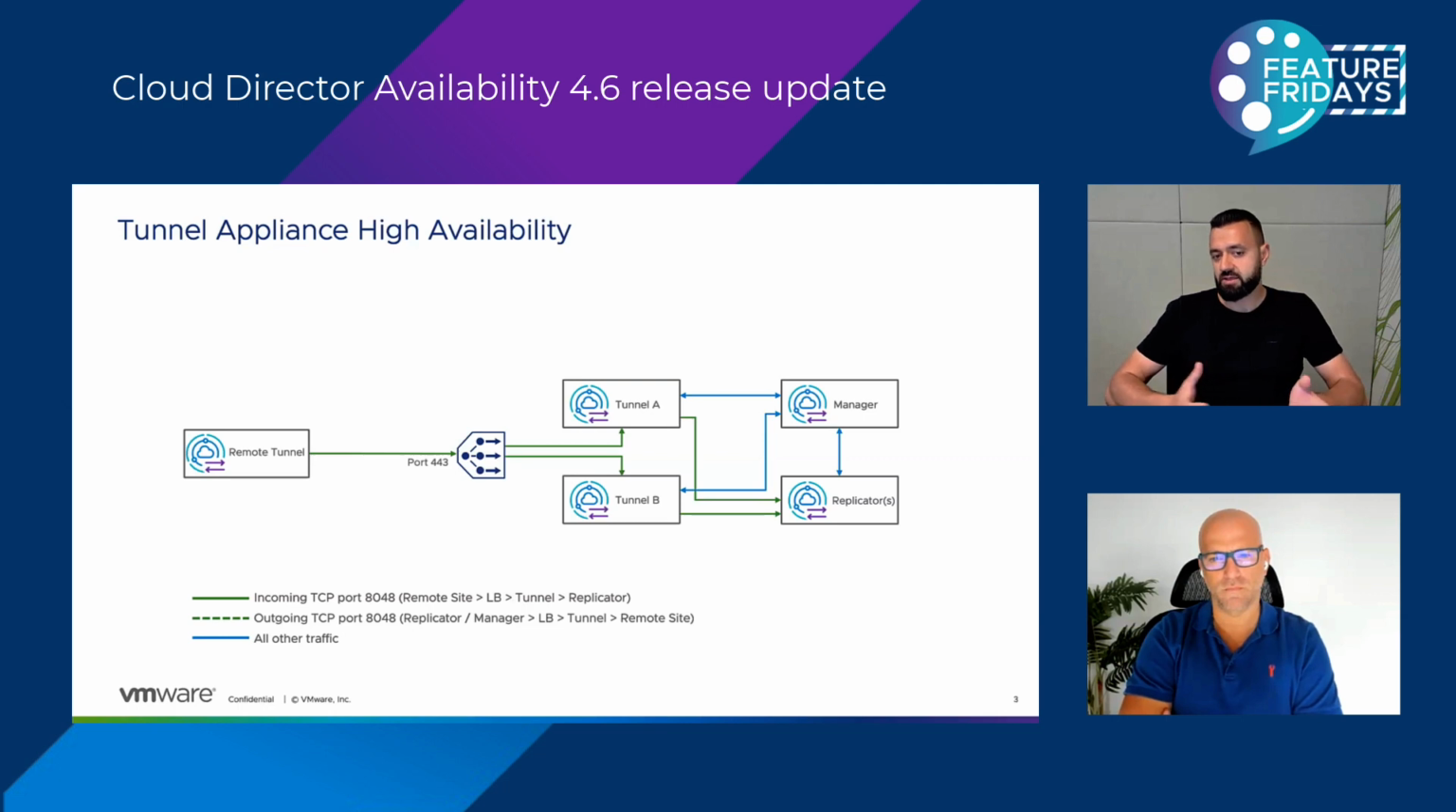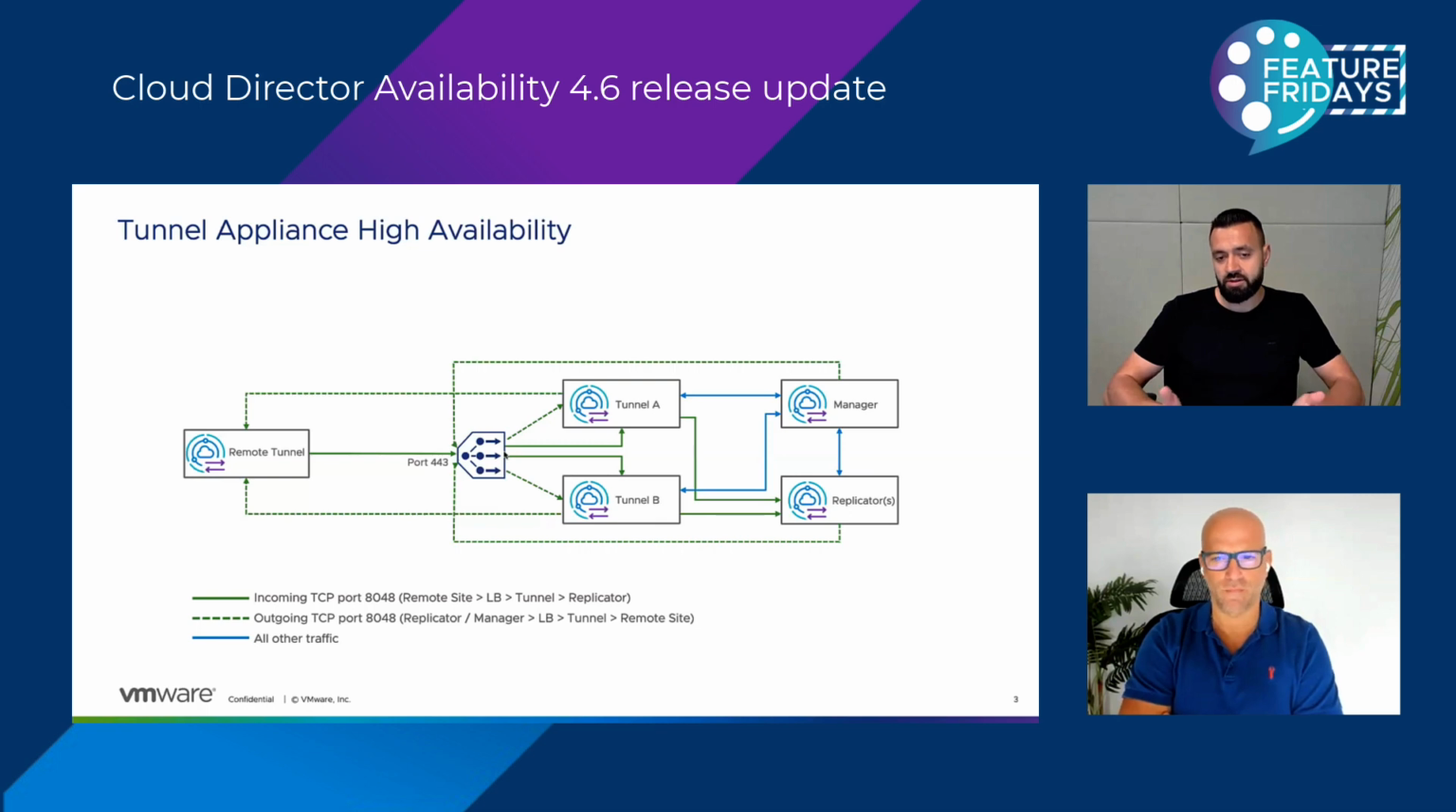In this case, this is the incoming replication traffic, which goes through the load balancer. We still keep a single public service endpoint that would lead to the load balancer virtual IP. And from there, all the incoming traffic is spread to the two tunnels as they are both in active state. If they are both functioning okay, then the traffic will be load balanced between the two appliances. If one of them is down, it will be just pointed to the other. And then from the tunnels, it goes to the replicators.